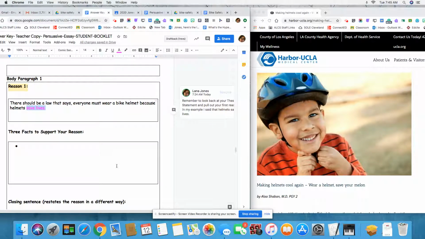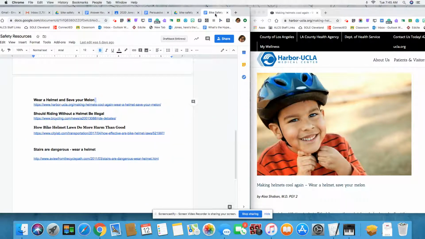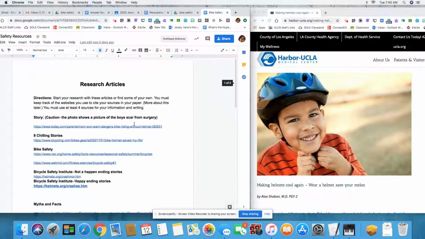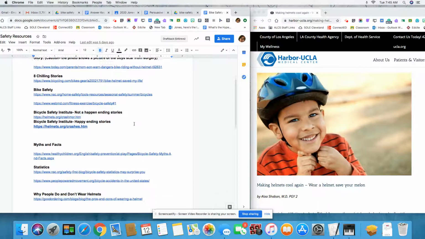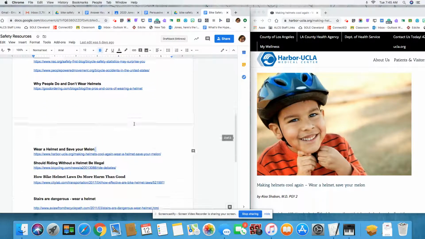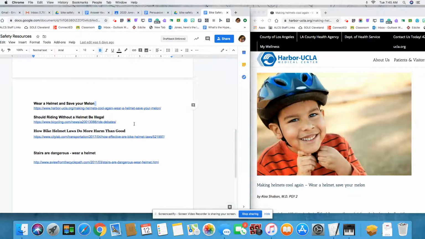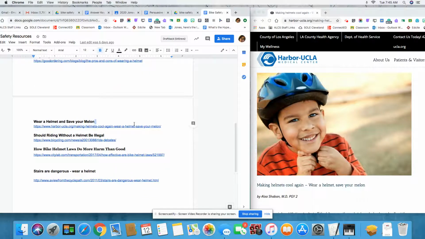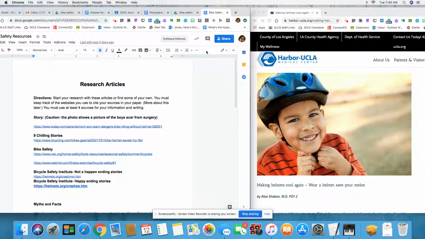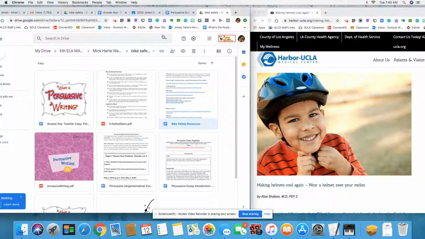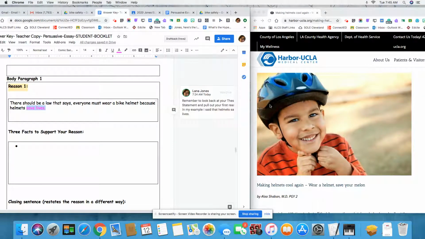Okay, so now I need 3 facts to support this reason. So I just went ahead and pulled up the article, Making Helmets Cool Again. That was on that initial list of articles. And it was from this list right here. And I'm going to repost that today, so that way you guys can have all of those at your fingertips without having to search through all the Google Classroom stuff. But anyway, you can pull this up and you're going to find this list. Okay. So I just pulled it up over here to make it easier to work since I'm instructing.